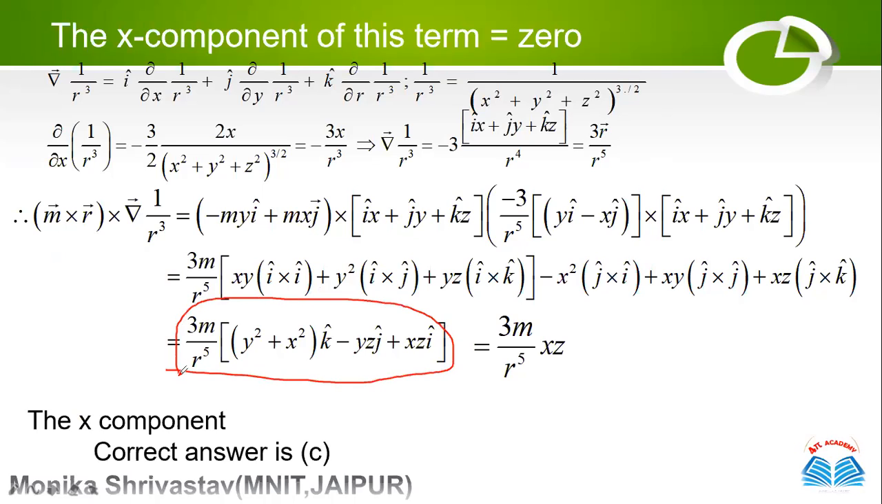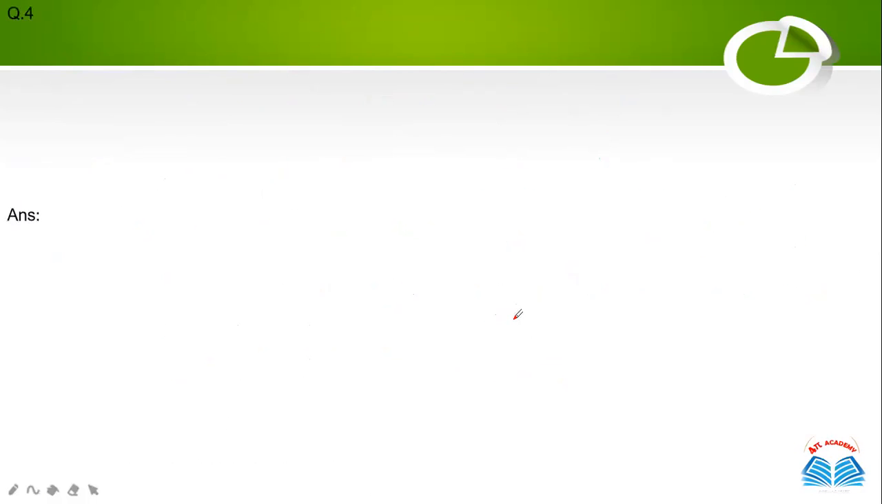Now the question is saying we have to calculate the x component of magnetic field. So the x component means the term having i cap. So this is your i cap. So x and z will be involved in this 3m over r^5 term, and the rest is of no use for this question. So this is the answer. The correct answer for this question is C.